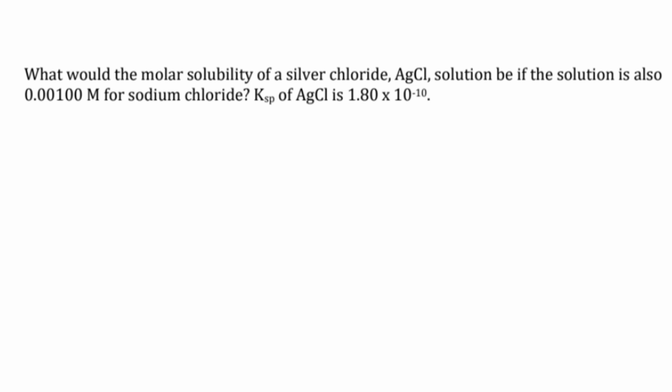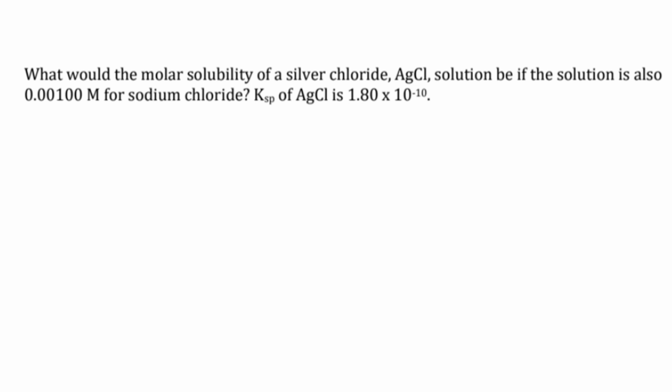What would the molar solubility be of silver chloride, AgCl, if the solution is also 0.00100 molar for sodium chloride? The KSP for silver chloride is 1.80 times 10 to the negative 10. So you should be happy when you see a KSP value that's really, really small. That means your x is going to be negligible, but you still need to go through the process.